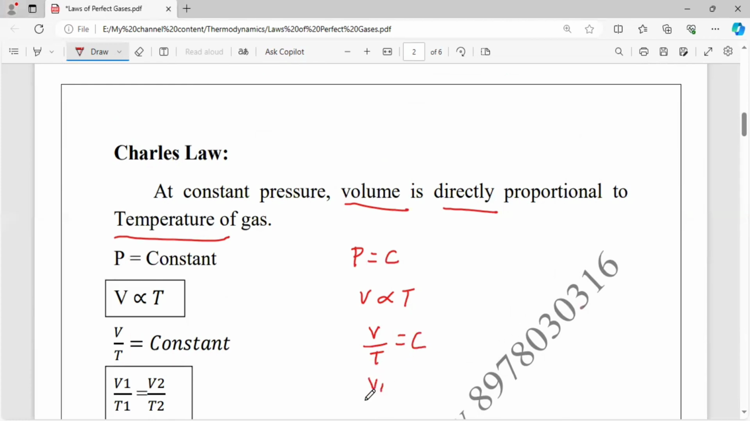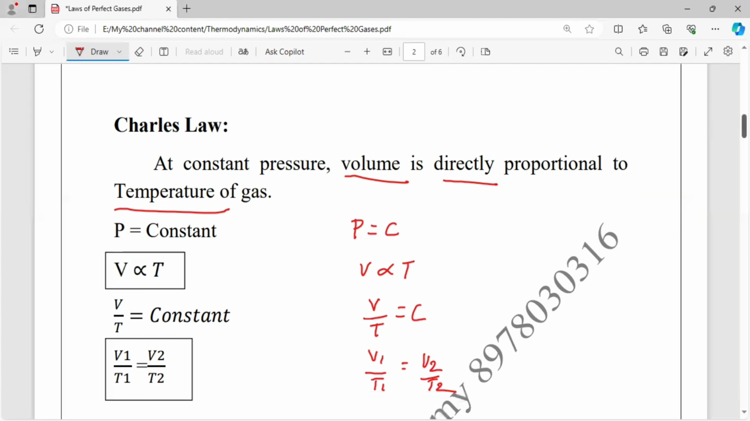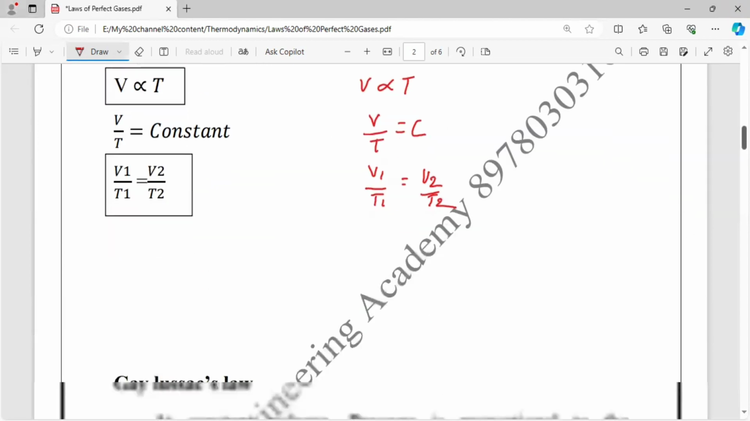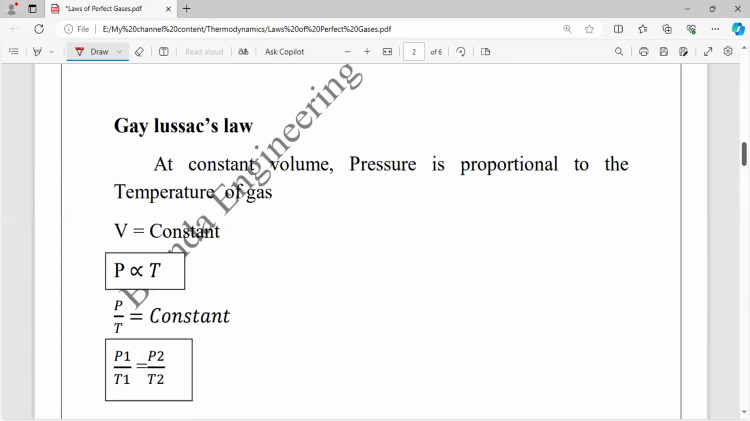It can be written as V1 by T1 equal to V2 by T2, where 1 and 2 mean initial condition and final condition. From the competitive examination point of view, Charles law is: at constant pressure, volume is directly proportional to temperature of the gas. The relation is V1 by T1 equal to V2 by T2. Next, coming to another law, that is Gay-Lussac's law. In Gay-Lussac's law, the volume is kept constant.